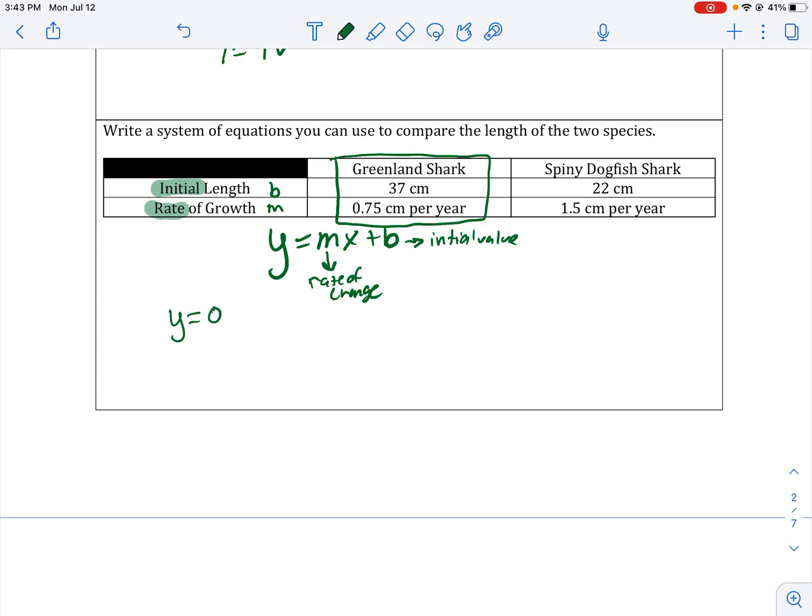For the Greenland shark, let's write an equation here. Y equals 0.75x plus 37. We just substitute those values in. And now for the spiny dogfish shark, y equals 1.5 is our slope, x plus our initial value of 22. There is our system of equations right there.